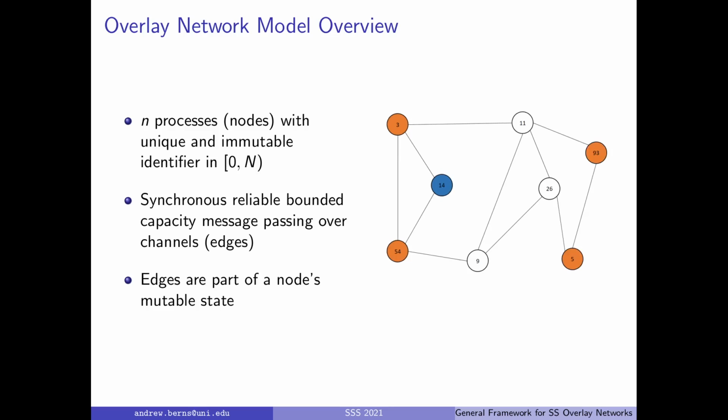Similarly, I can delete edges if I take a look at 5 and 93. If they both decide that they no longer need that edge, they can go ahead and remove it, and now they are no longer at distance 1 from one another. So both of those are legal operations that I can do in the overlay network model.